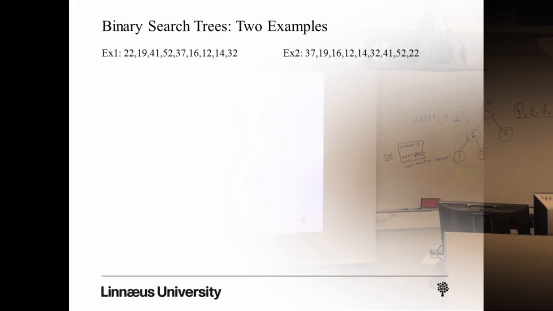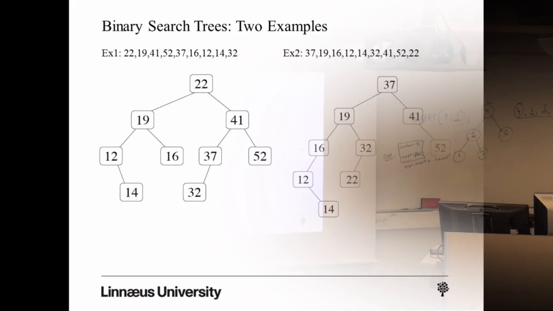So now here we have two examples. We have the same elements, but they are in different orders. And if we want to add these elements to a binary search tree, we get these two different binary trees. However, one of these binary trees is not correct. Which one is not correct? The right one. Why? Which node has a problem?